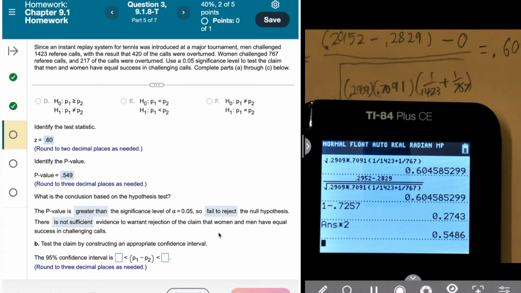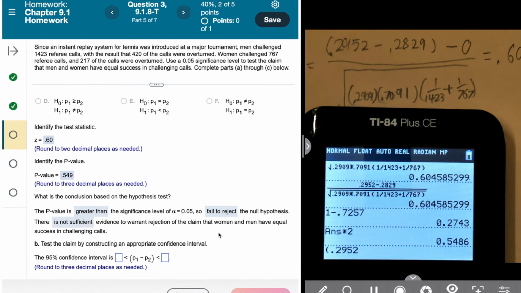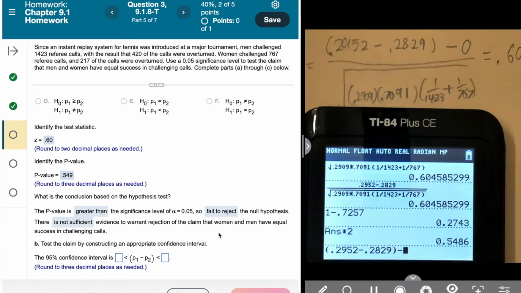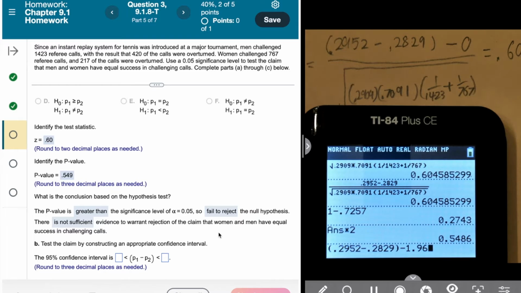I can still start by doing my P1 hat. And really I'm just reading from the top of my test statistic, because the top of the test statistic actually has a lot of the data I need. 0.2952 minus 0.2829. I guess I'll do the subtraction first. And now I'm doing a confidence interval, so I need that z value for 95% confidence that lives at the bottom of the t-table, so 1.96. This is the same thing we did in earlier chapters.